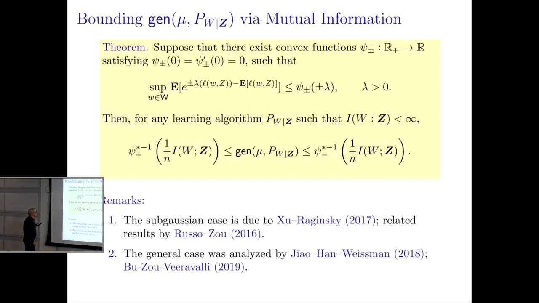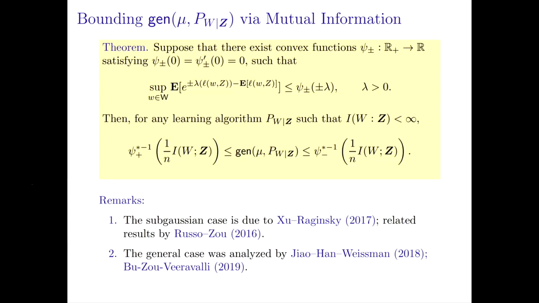So here the supremum is outside the expectation, and the expectation is not a difference of empirical versus true. It has a single example W, and it's this moment generating function. So for any positive lambda, plus or minus lambda, I'm looking at the loss of any fixed hypothesis, so the data is random. This has to be upper bounded by psi plus or minus. And then for any learning algorithm with finite mutual information, we have these upper and lower bounds.